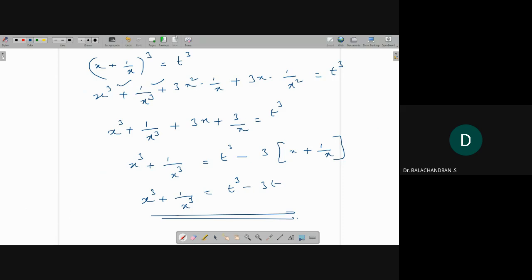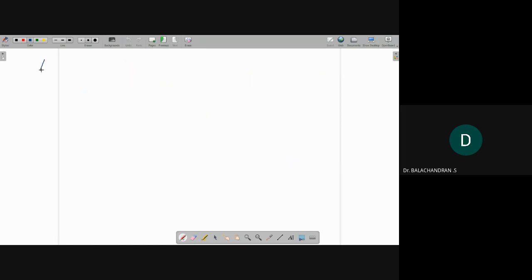Okay, I'll give the answer. Please verify it. The answer is 2, 1 by 2, 2, 3 plus or minus root 5 by 2, and minus 1 plus or minus i root 3 by 2.